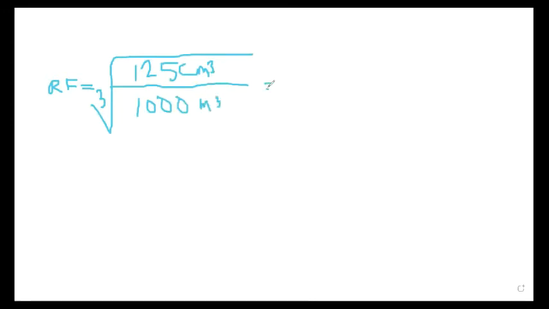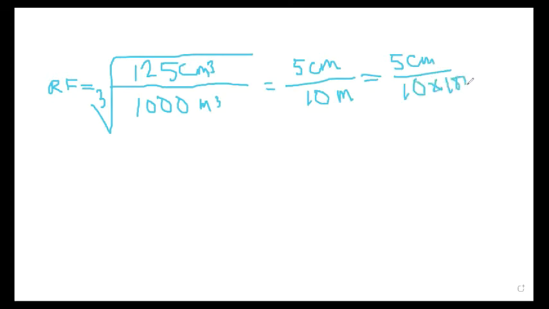So this is equal to 5 centimeter divided by 10 meter, equals 5 centimeter divided by 10 into 100 centimeter. So the RF equals 1 by 200.